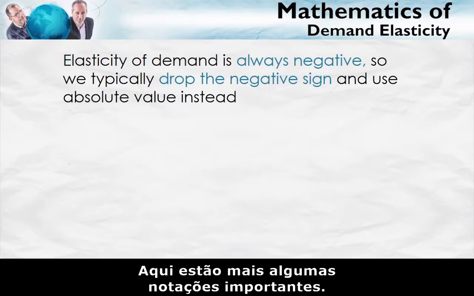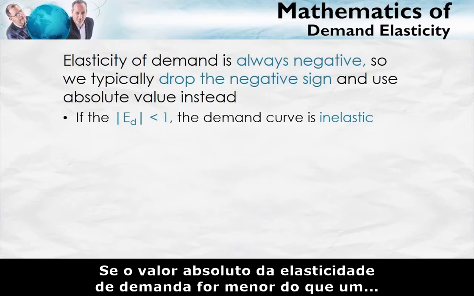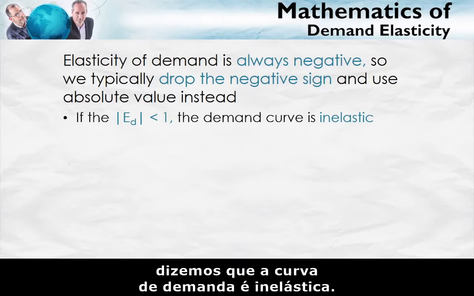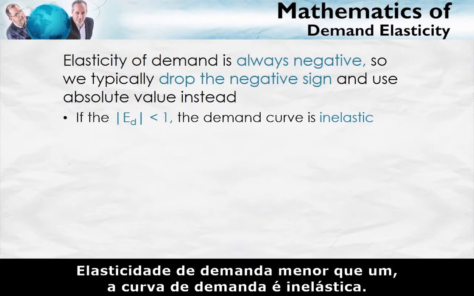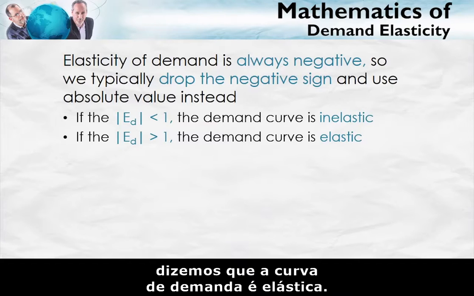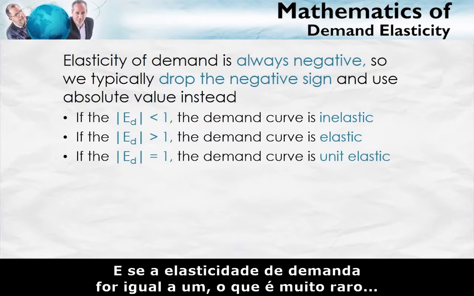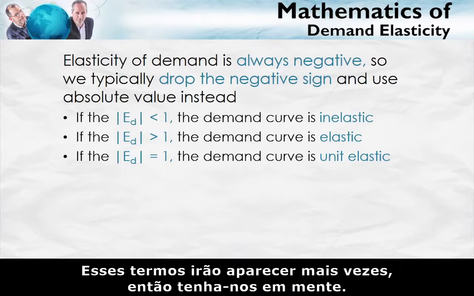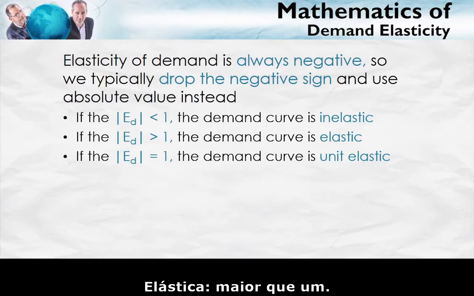Here's some more important notation. If the absolute value of the elasticity of demand is less than 1, just like the example we just gave for oil, we say that the demand curve is inelastic. Elasticity of demand less than 1, the demand curve is inelastic. If the elasticity of demand is greater than 1, we say the demand curve is elastic. And if elasticity of demand is equal to 1, that is the knife-edge case, then the demand curve is unit elastic. These terms are going to come back, so just keep them in mind. Inelastic, less than 1; elastic, greater than 1.